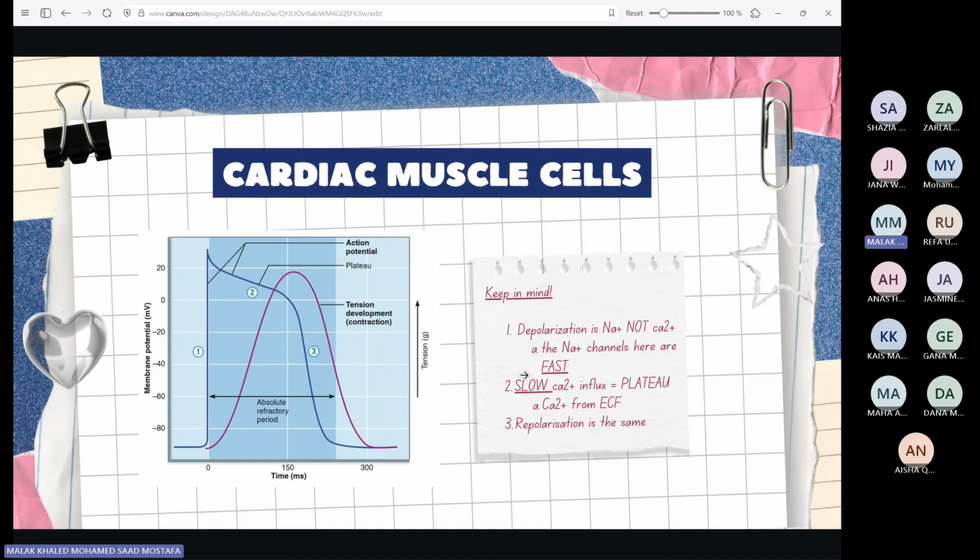After that, this is the slow phase where we need a plateau to have sustained contraction, okay? And after all of that happens, again, we have repolarization. So it's the same in everything. Potassium will open, calcium will close, or whatever was helping us maintain the depolarization will close.